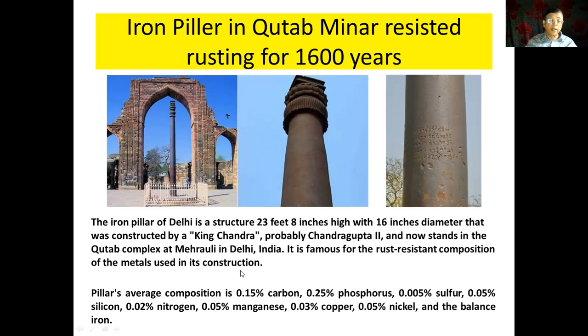Now, mind you, the pillar does not belong to this particular place. It was brought here and erected here by later invaders. But this pillar's average composition is 0.15% carbon, and all these different elements. How was it made? They had the technology, which we do not know, but they had this technology to make rust-proof iron at that time.